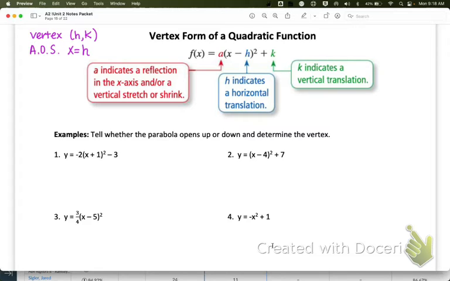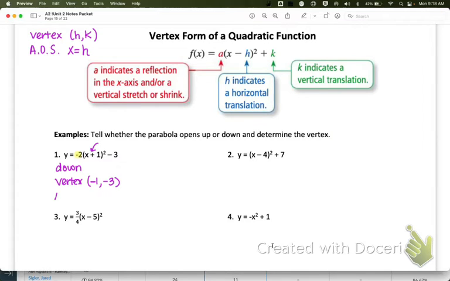So for number one, this equation, the first thing I notice is the value of a is negative. These examples are asking us to tell whether the parabola opens up or down. That's going to come from the value of a, and then determine the vertex. So does it open up or down? This one opens down, and I know that because a is negative. So this parabola opens down, and then the vertex is going to be at (-1, -3). Remember, we always switch the sign on h, keep the sign on k, k for keep.